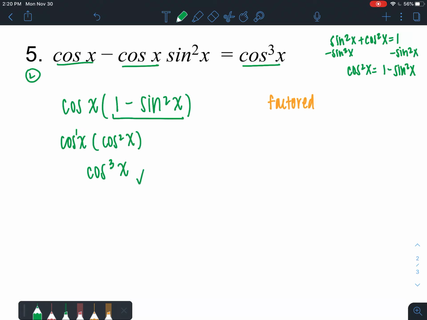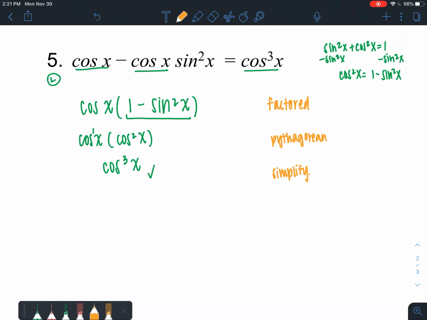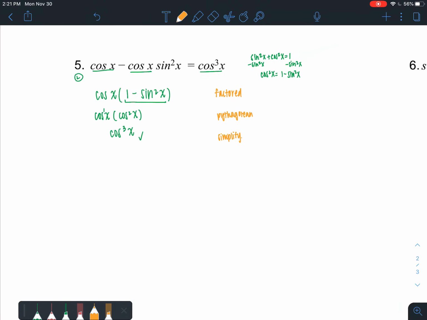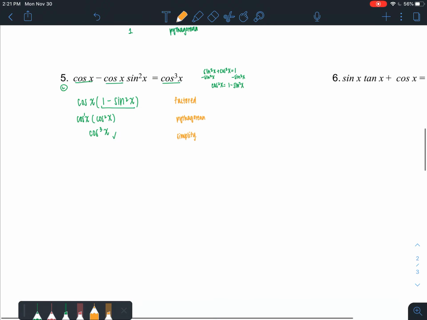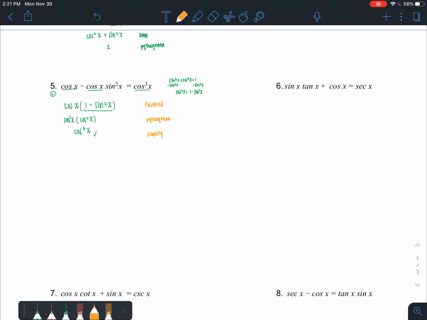Okay, so that's the easiest way to do it. So this was Pythagorean, and then just simplify. Okay, there are other ways of doing that problem. That one is probably the easiest way of doing it. All right, let's see if we got another one here.